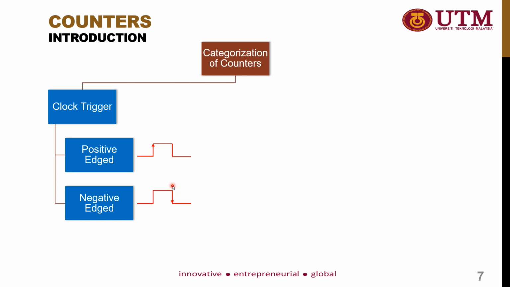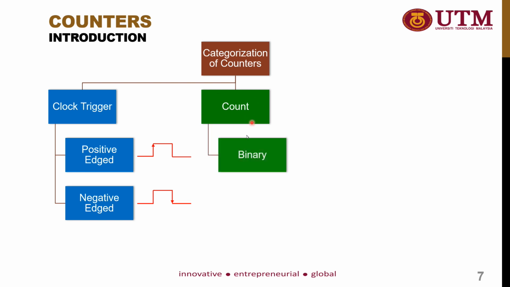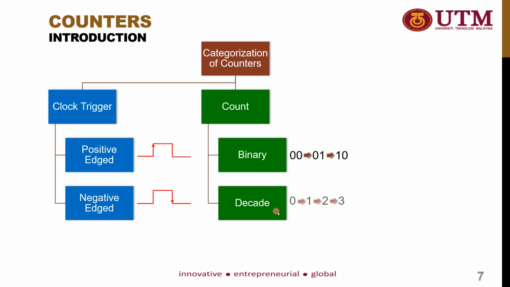The next category of counters is the count type. For the number types, we have the binary counter, which is, for example, 00, we count it into 01, and the next number will become 10. So this is the binary number count. And also we have the decade counter, which is about number base 10, which is 0 to 1, 1 to 2, and 2 to 3, and so on.